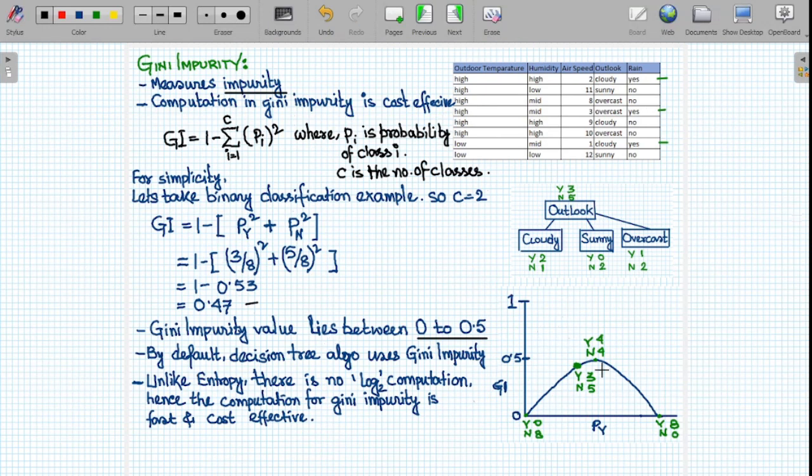Let's check the graph now. In this graph, I have plotted Gini impurity on the y-axis and probability of yes on the x-axis.